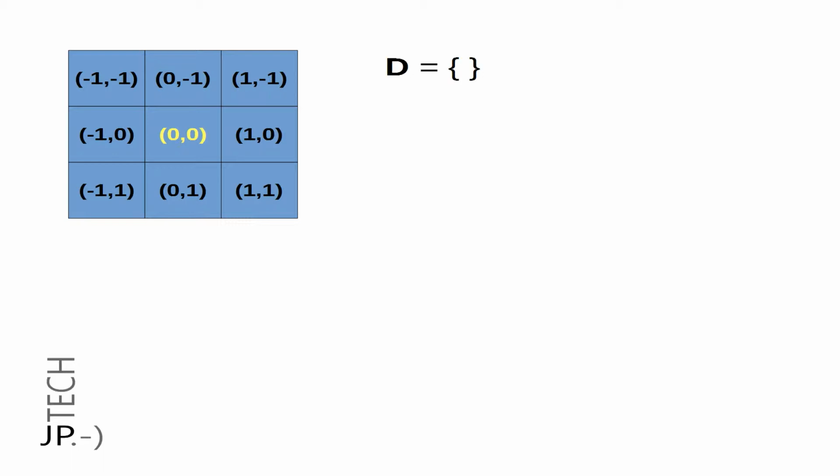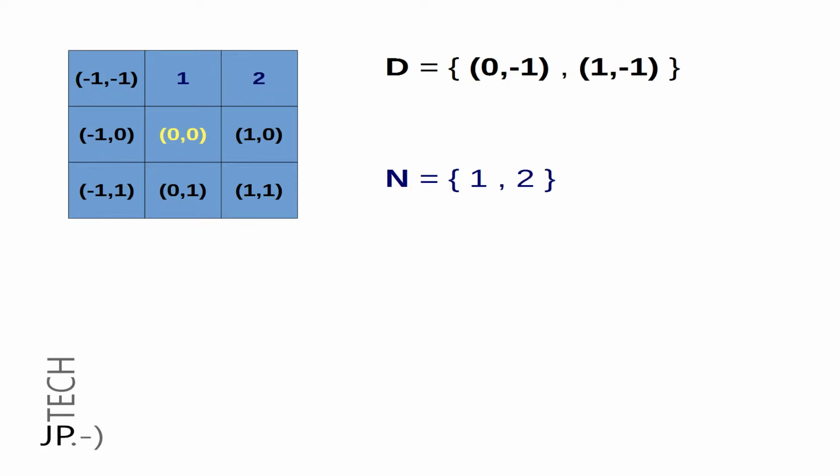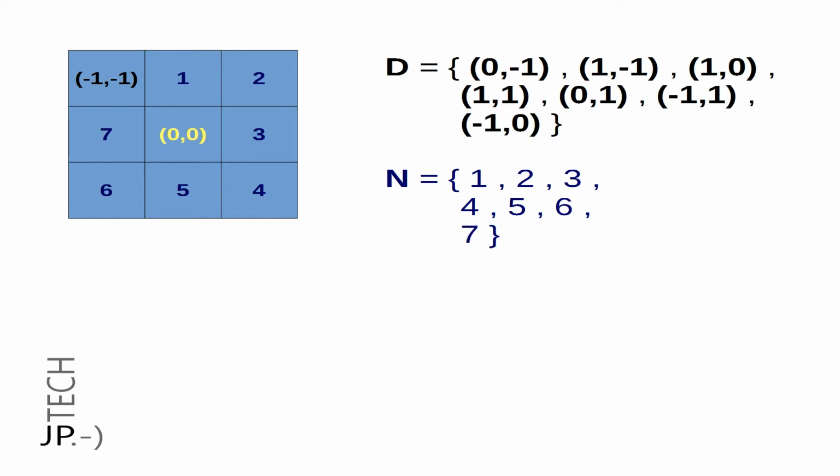We'll define a set D to hold all these vectors, and a set N to hold the index number of the neighbor itself. So our first neighbor is to the north. We move its direction vector into D and replace it with its corresponding index. We continue to do this for the rest of our neighbors. Now we're left with a set of neighbors in N and a set of corresponding vectors in D.